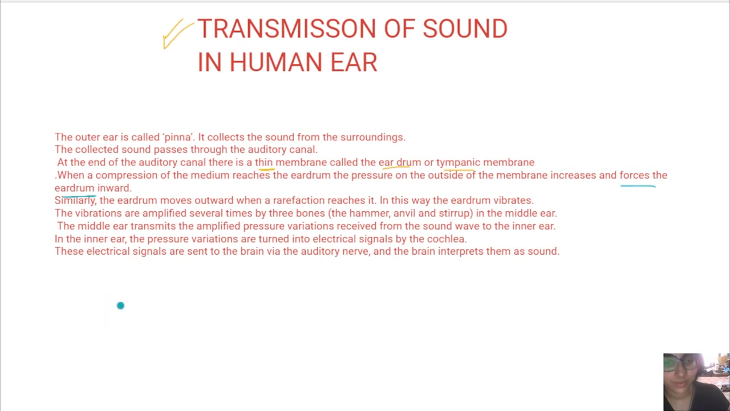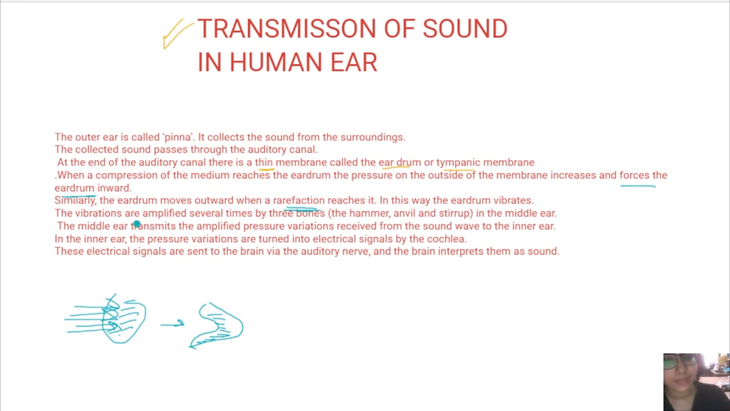So if the eardrum is a flap like this and too many vibrating particles are coming and throbbing across it, then what will happen is that the eardrum's shape will change to something like this, right? Because they are putting a pressure on it. Similarly, the eardrum moves outward when a rarefaction reaches it, opposite of compression, that is. In this way, the eardrum vibrates.